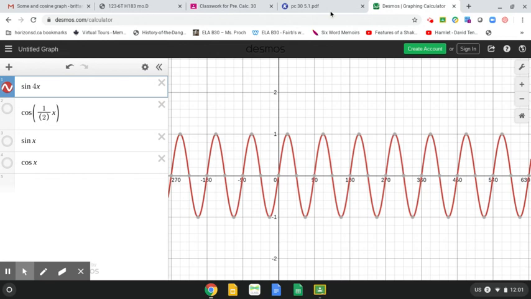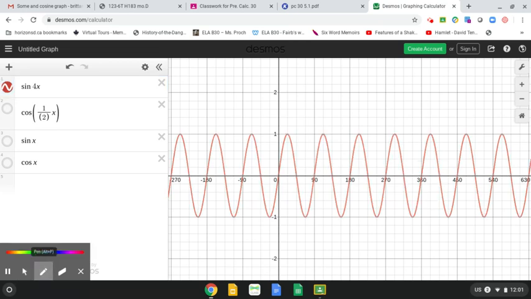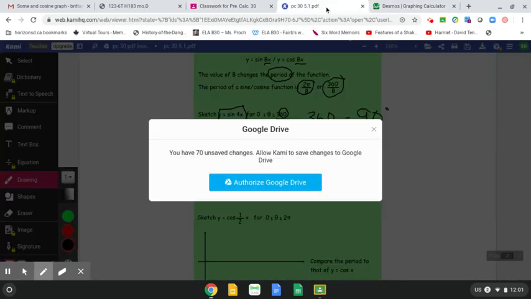Now for sine 4x, to find the period, I have to go 2 pi or 360 divided by 4. You could just look here. How long does it take until it repeats? It goes up, down, and back up again, right? So what value is right there? 90 degrees. Is that what we got? Yes. So you could look at the graph. You can use the 2 pi divided by b or 360 divided by b, whatever you want to use, but just make sure you know what you're doing. So that is that.